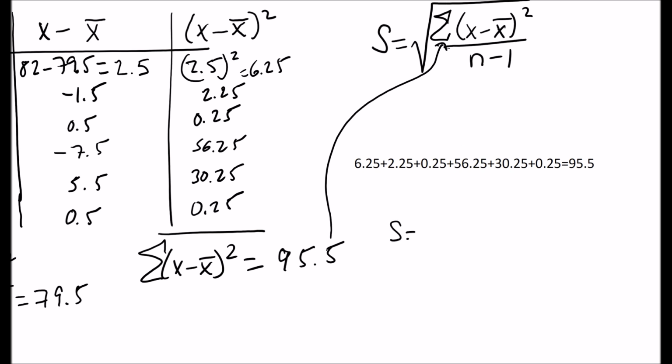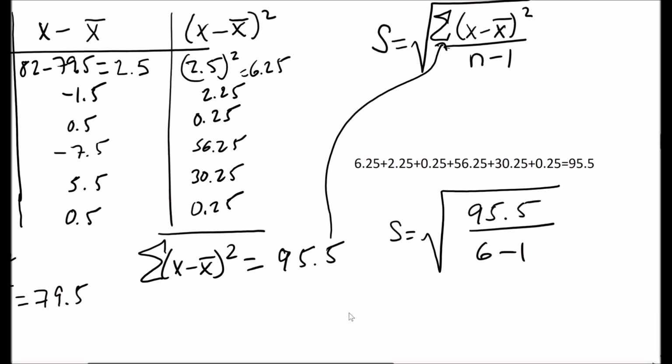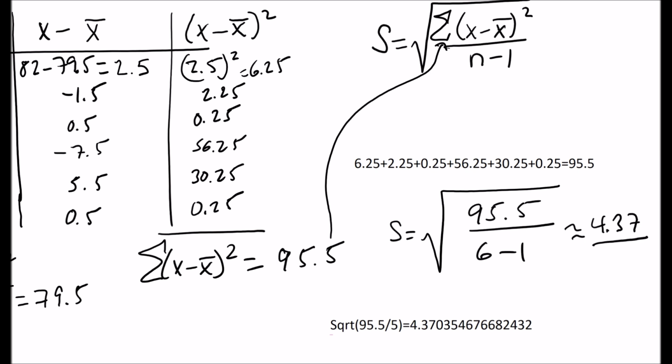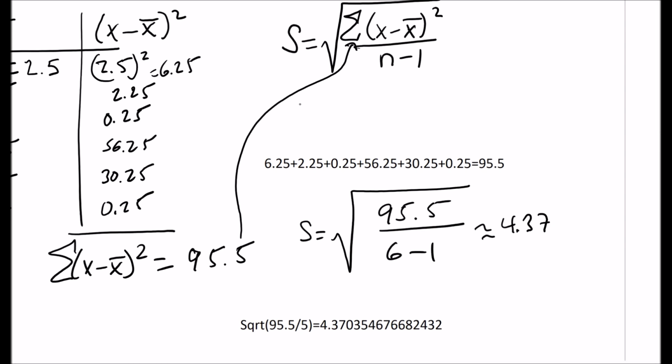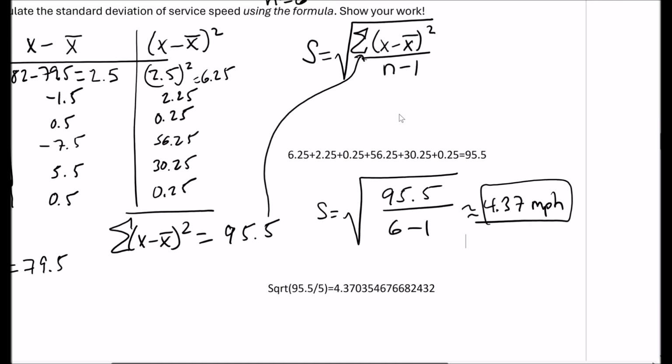All right, so we got s equals the square root of 95.5 divided by n minus 1, so 6 minus 1. So divide that by 5, basically. So we're going to do the square root of 95.5 divided by 5. Don't write it as 6 minus 1, write it as 5. And that's going to give you 4.37 for my standard deviation, in miles per hour, 4.37 miles per hour. All right, and there's your answer for the standard deviation.